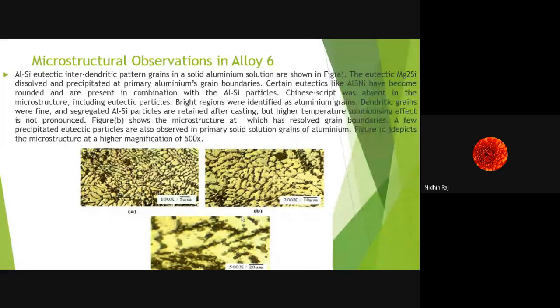Now here the figure C depicts the microstructure at a higher magnification, that is of 500x range. Now the grain boundaries here in figure C show finer eutectic particles of Mg2Si and Al3Ni along with fine aluminum silicon particles. Now these aluminum silicon particles are dull, bright globular particles, and the effect of higher temperature modified the precipitated eutectic particles as round particles at the grain boundaries, as you can see from figure C.